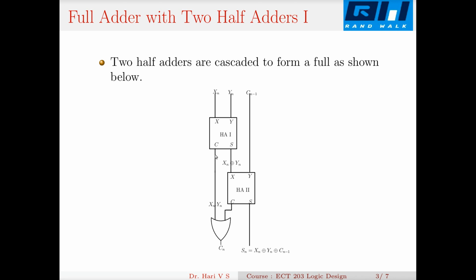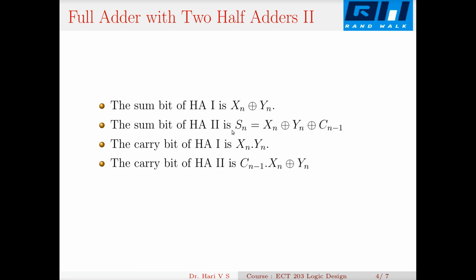Now if you look here, the carry of the first half adder, that is xn and yn, this line, and the carry output of half adder 2, this input is xn xor yn and this is cn minus 1. So what is coming out of this carry pin is cn minus 1 and xn xor yn. So these are ORed here. So what we get at the carry output, the output of the OR gate, is xn and yn, or cn minus 1 and xn xor yn. The sum bit of half adder 1 is xn xor yn, the sum bit of half adder 2 is xn xor yn xor cn minus 1. This is the sum bit of the full adder.